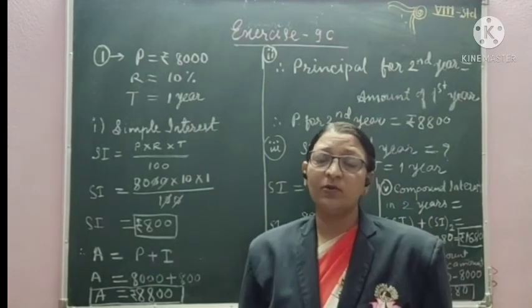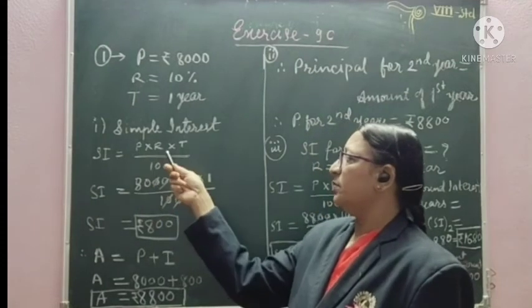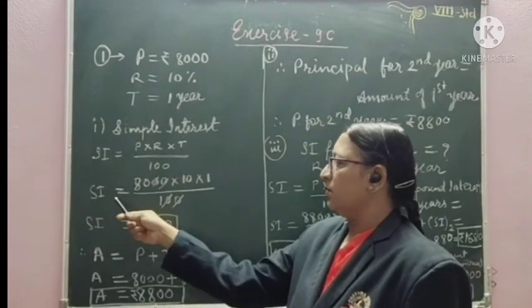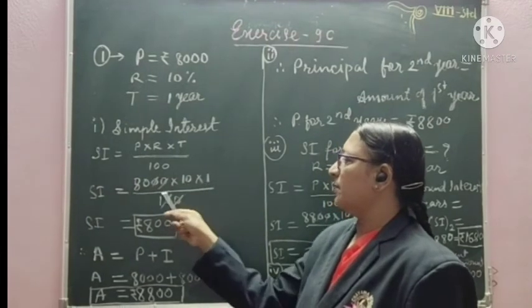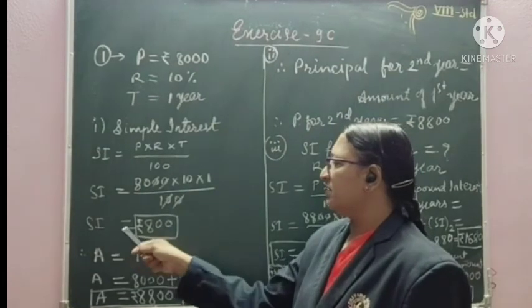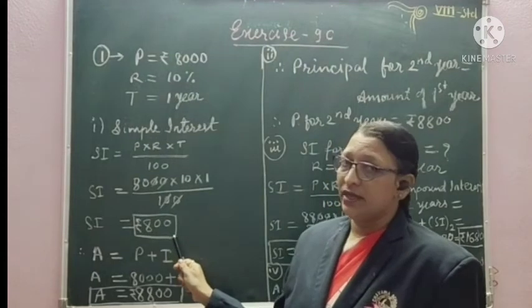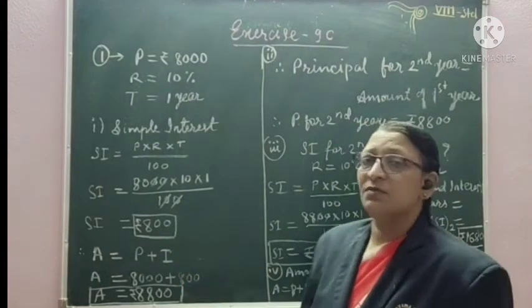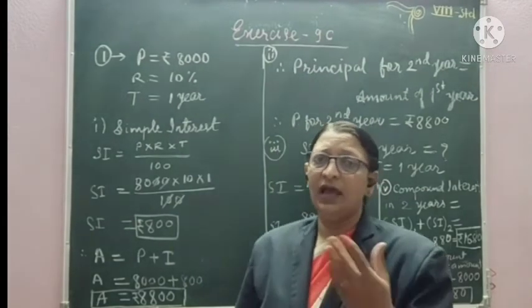First thing we need to calculate here is simple interest. Formula of simple interest we know: principal into rate into time upon 100. So 8,000 multiplied by 10 multiplied by 1 upon 100. This 0 gets cancelled. Simple interest will be 80 multiplied by 10 multiplied by 1, which is equal to rupees 800.